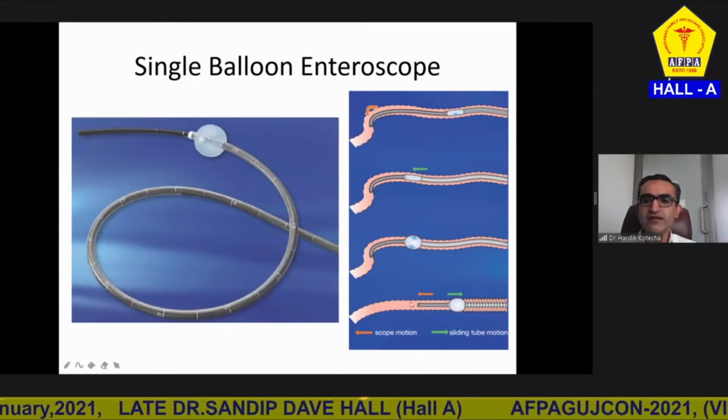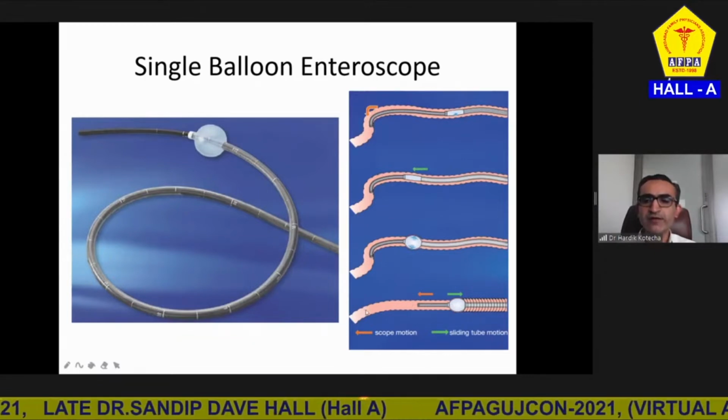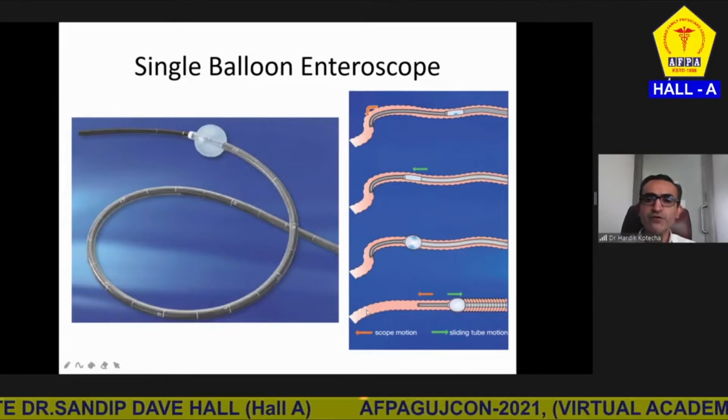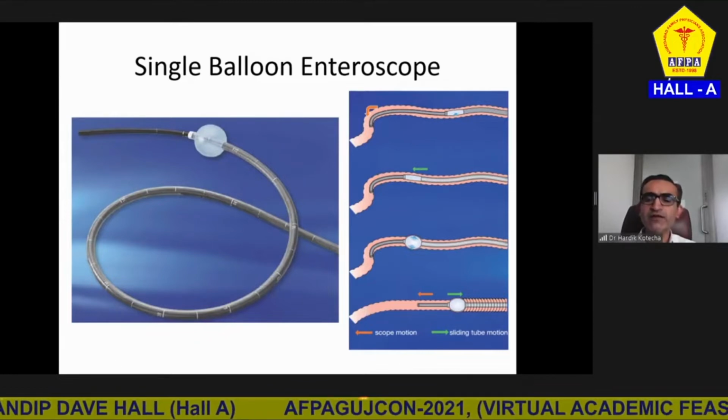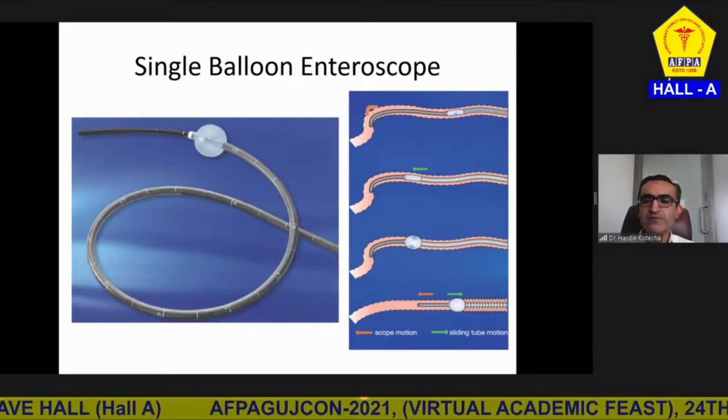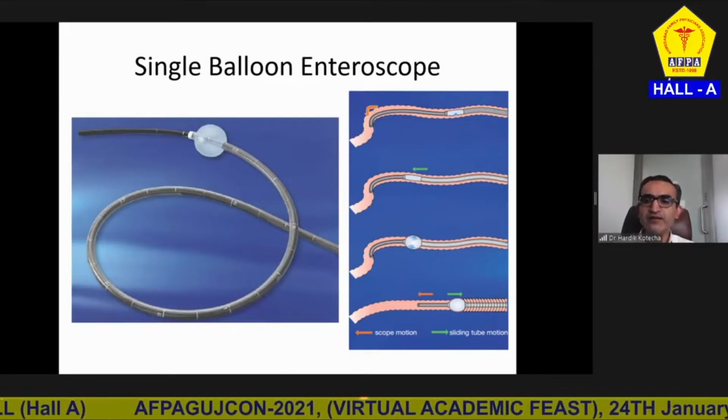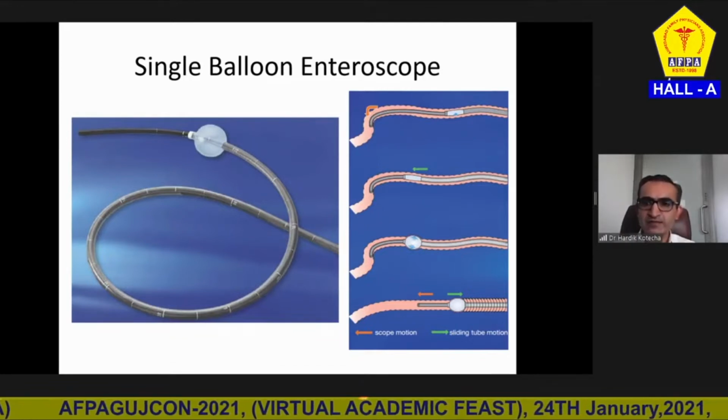Subsequently, again we advance the endoscope further. We reach a point, deflate the balloon, push the overtube ahead, inflate the balloon again and again pull it back. In this way, gradually, each time 20-30 centimeters of small intestine is advanced.